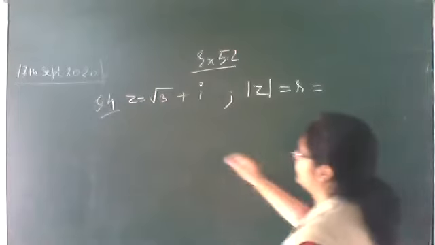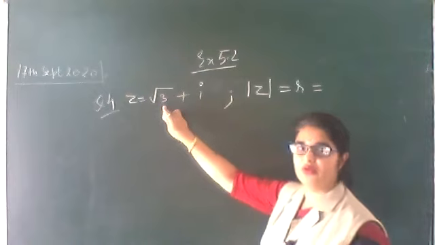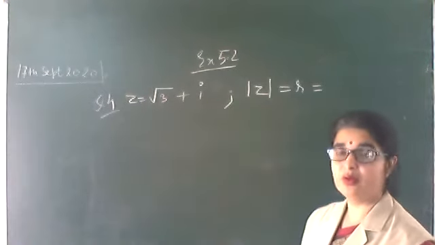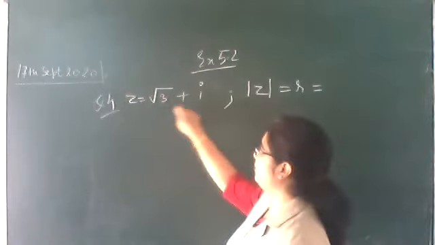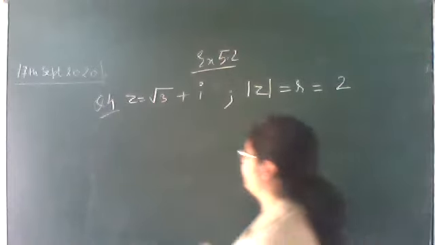X square plus y square. So root 3 square will be what? 2? 2 or root 2? Root 3 square is 3, plus 1 is 4. Root of 4 is 2. Plus 2 we will take, not minus 2.